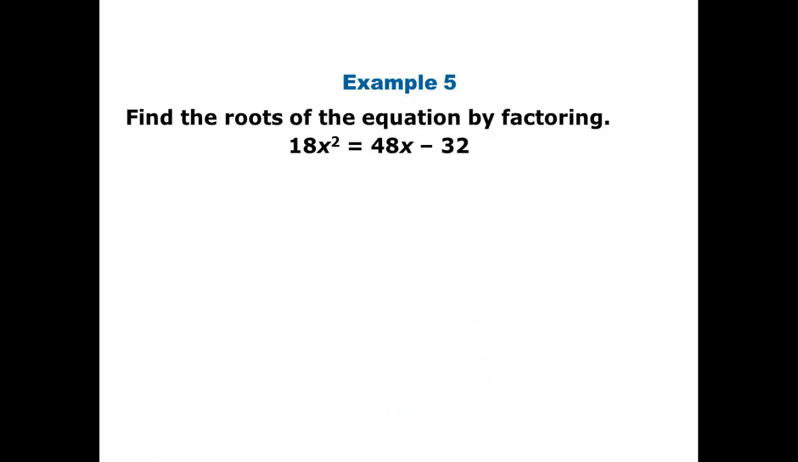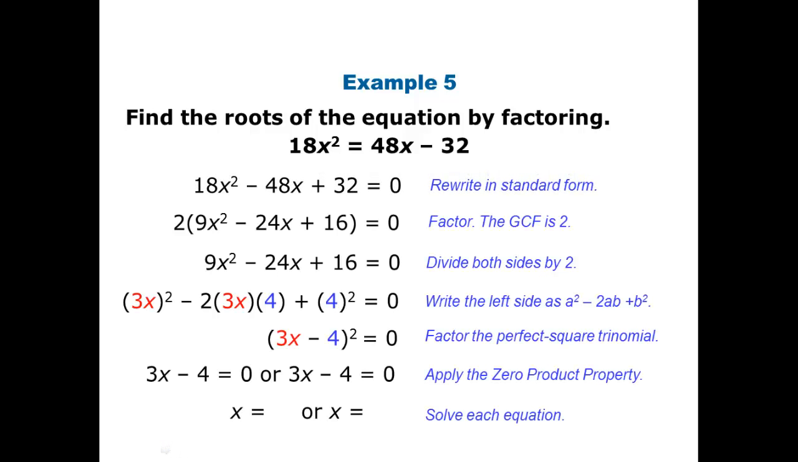Okay, next, find the roots of the equation by factoring. Again, first thing we want to do is put this in standard form. What we should notice next is that these numbers here have a common factor, so we can take a 2 out. Then we can cancel out the 2, divide everything by 2. 0 divided by 2 is just 0, so the right side's going to stay the same.